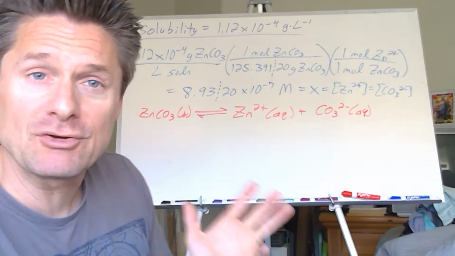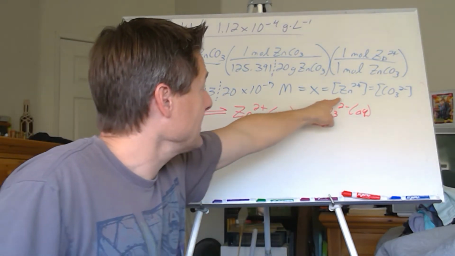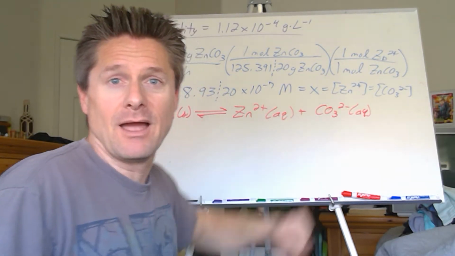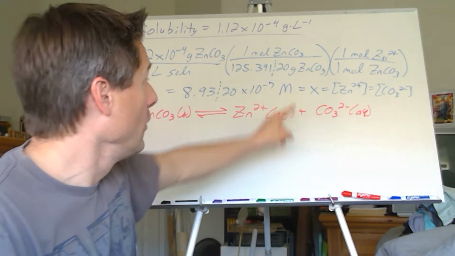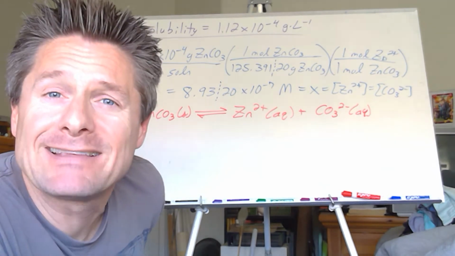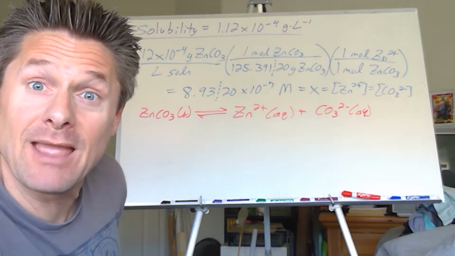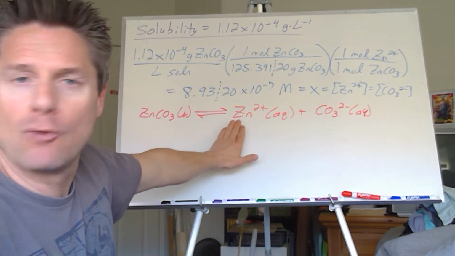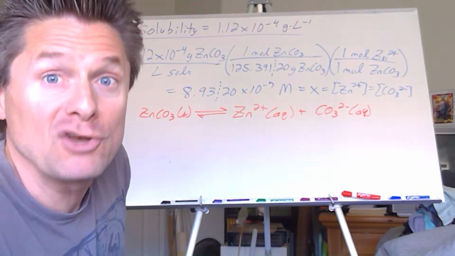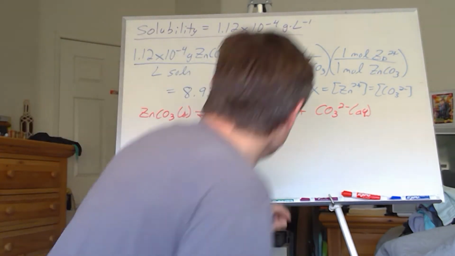Well, if you look at your ICE table, that's the concentration of zinc ion. That's equal to the concentration of the carbonate ion. They're the same, which are both designated as X at equilibrium on your ICE table. Because this was X and this was X. So I rewrote the equilibrium equation up on the board just so we could do our equilibrium expression.